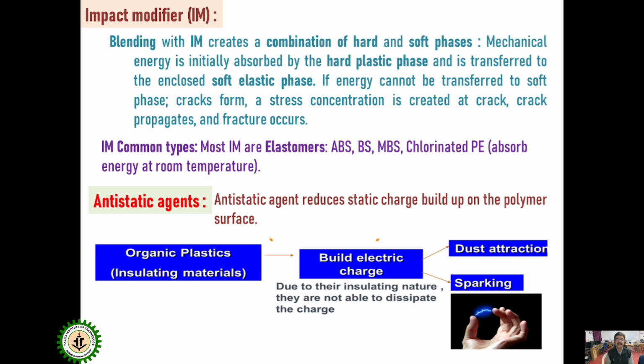Obviously, if the impact modifier is not there, then due to impact, once the surface cracks develop, they will propagate further, and ultimately fracture will occur. So in the presence of impact modifier, the initial impact is absorbed by the surface.